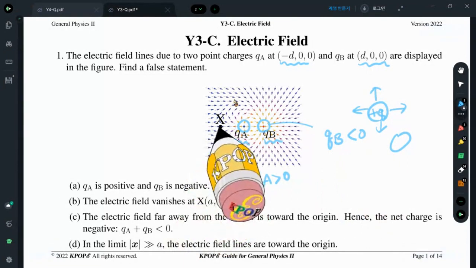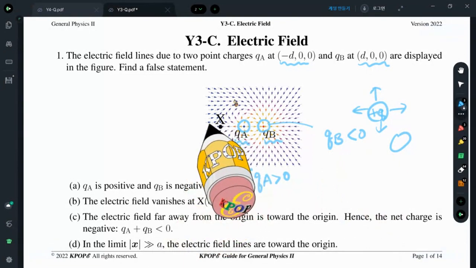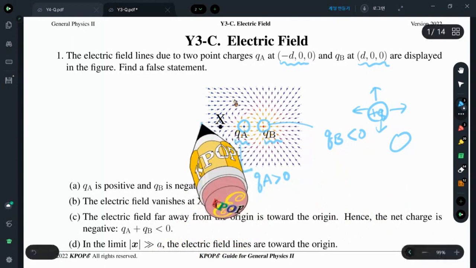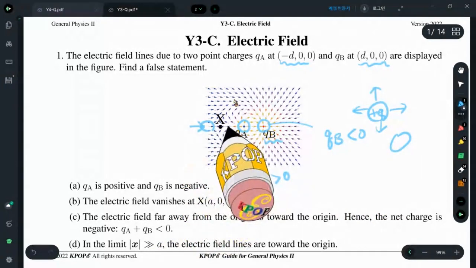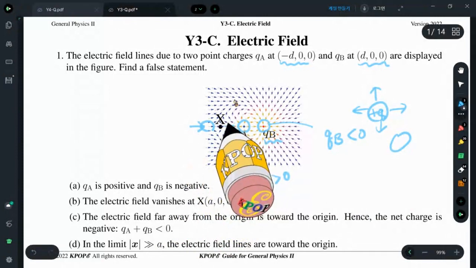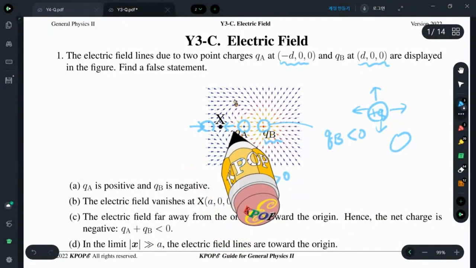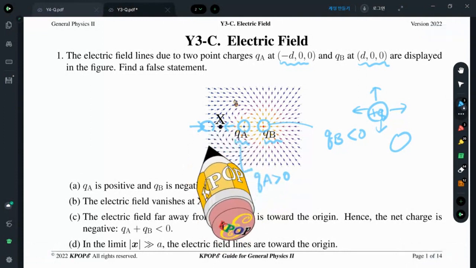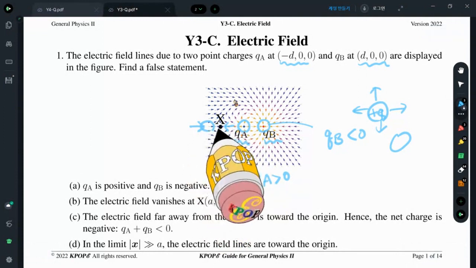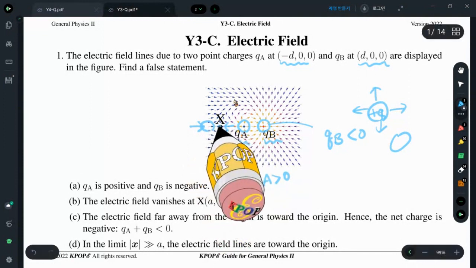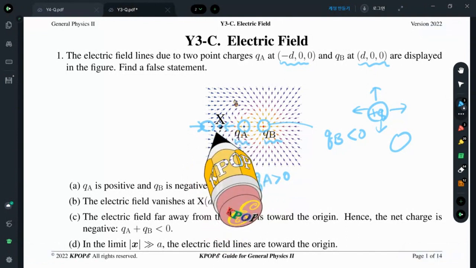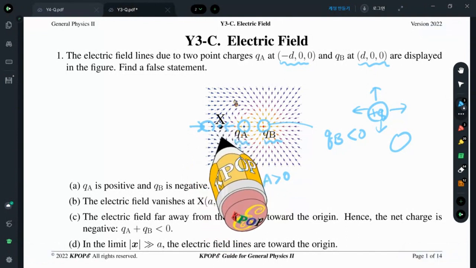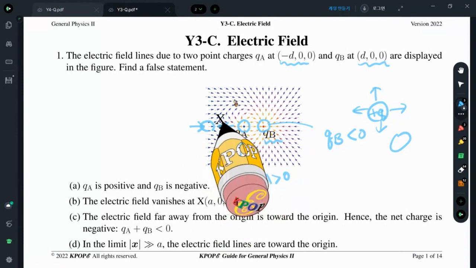We find that at point X, on the left side, the electric field is to the right, and on the right side of X, it is coming to the left. Therefore, they meet together at point X, and there is no arrow at this point. This means the electric field vanishes at this point.